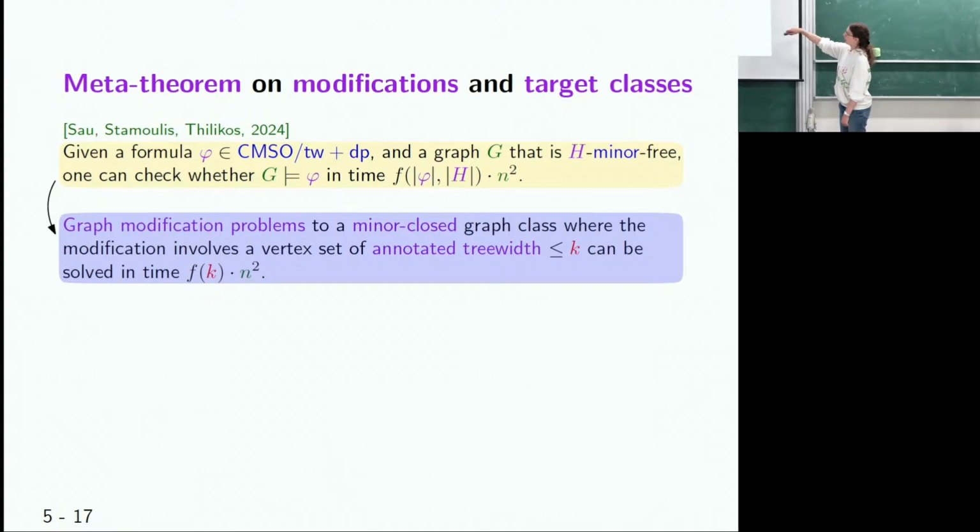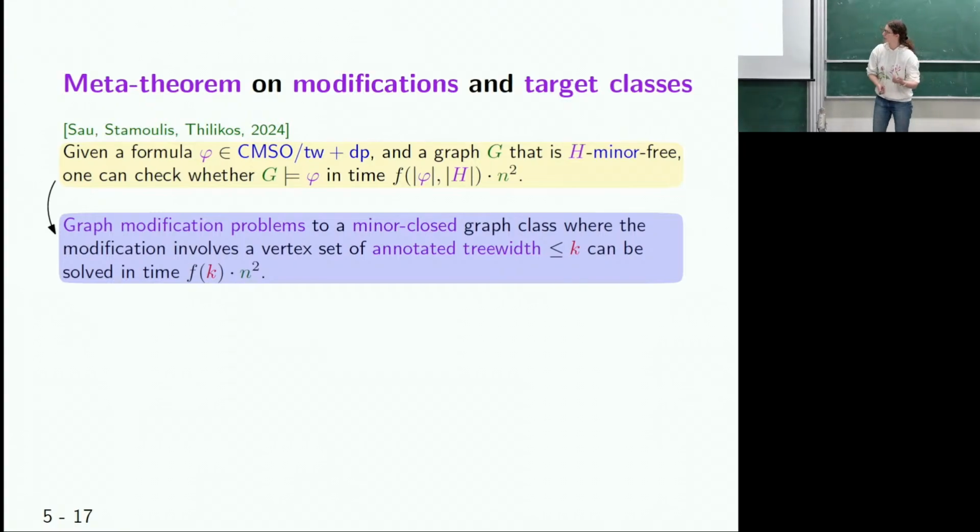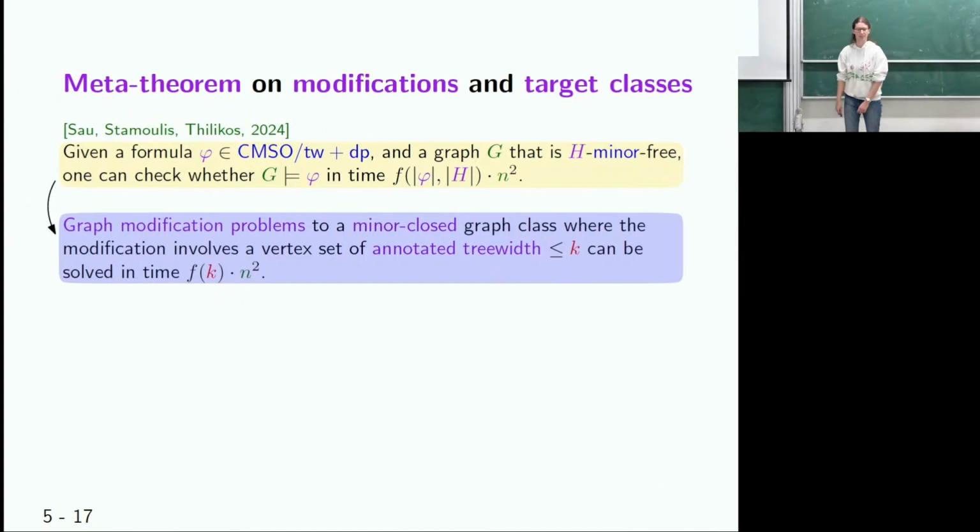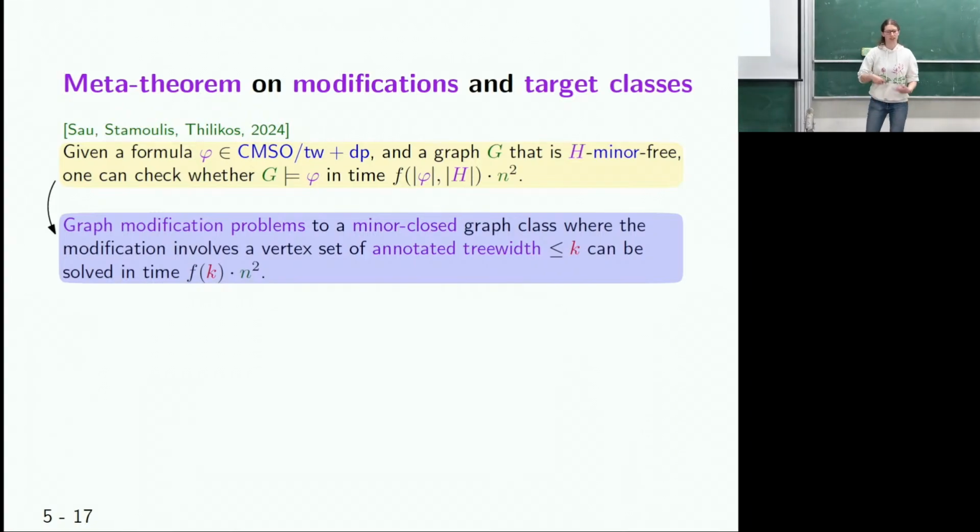So in particular, in our case, we want to look at modification where the vertex set that is involved in the modification has bounded size. So if it has bounded treewidth, annotated treewidth, that's already bounded size. So this is more powerful than what we will try to do after.